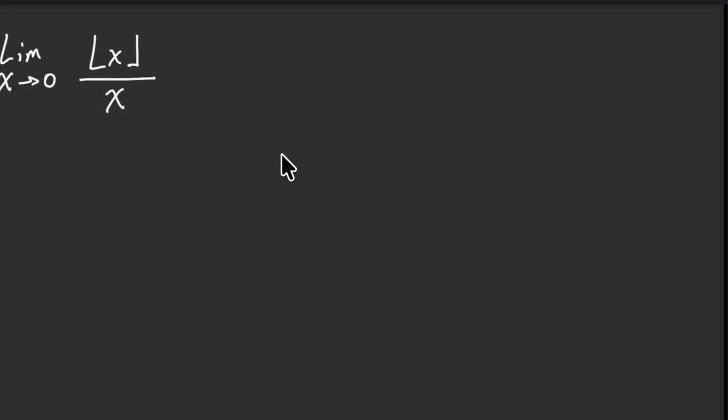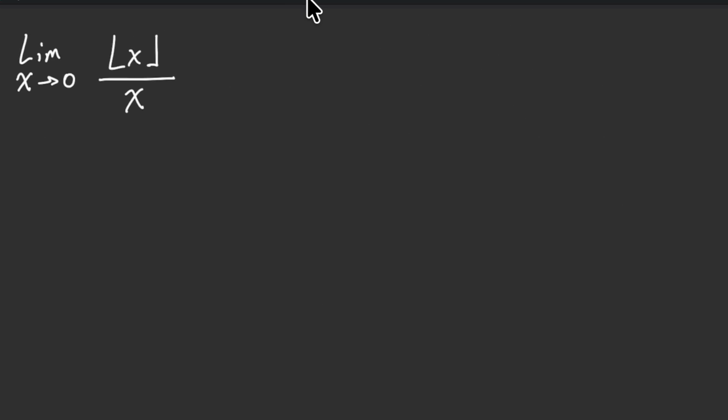Next, we have the limit as x approaches 0 of the floor function of x divided by x. So here, if we try to plug in the floor function of 0, that is just going to be 0 over 0, and that is indeterminate. We cannot do derivatives here. We can't use L'Hopital's. So in this instance, we're going to have to treat this as a two-sided limit. So let's first start from the left.